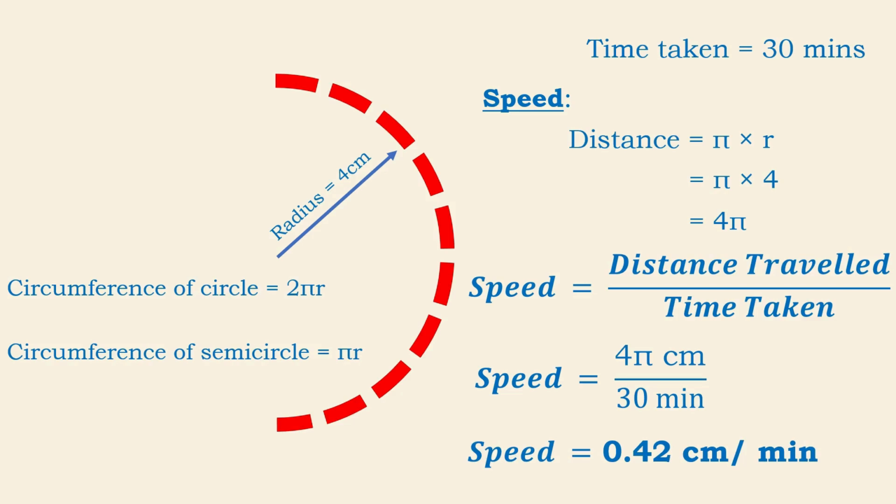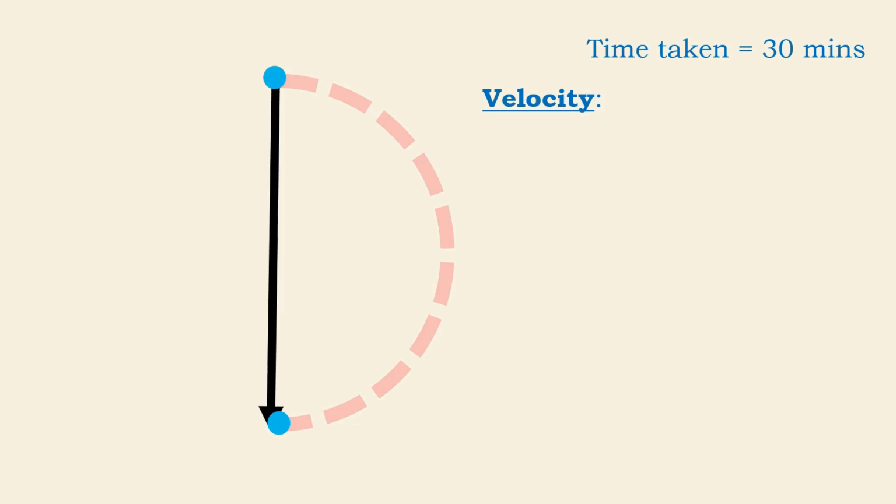Now, let us calculate the average velocity. For velocity, we are interested in displacement, not distance. The displacement is the shortest path between the starting point and the ending point. These points are marked by the blue dots. The shortest distance between them is the diameter of the circle. Since the radius is 4 centimeters, the diameter is 8 centimeters. The displacement is therefore 8 centimeters directed downward.